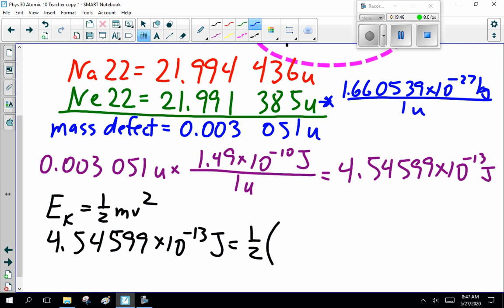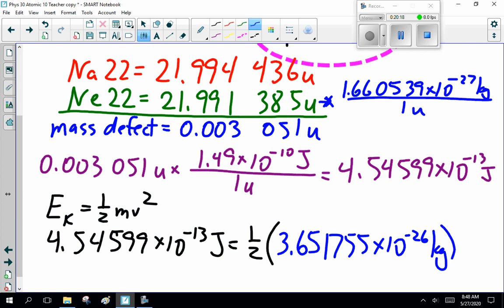1.660539 times 10 to the minus 27 of a kilogram is 1 unit. So 21.991385 times 1.660539 exponent to the negative 27 is 3.651755 times 10 to the minus 26 kilogram times v squared.